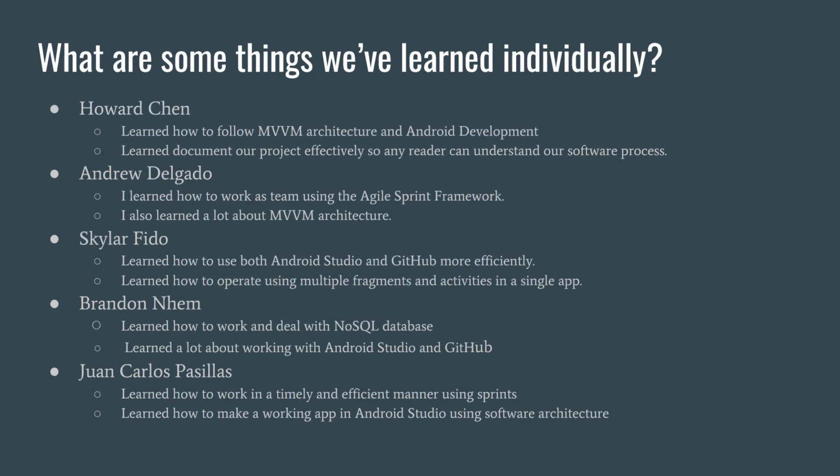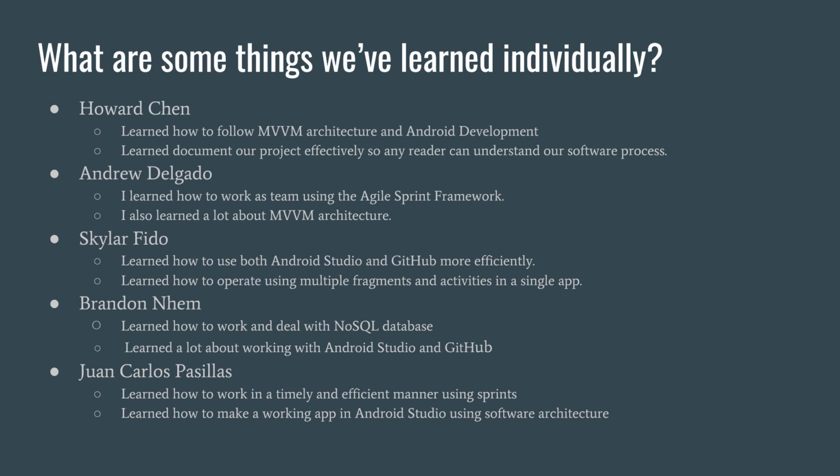The two main things that I learned during the software development process were following MVVM architecture, because following it separates the concerns for all of our functions in our development. The second thing I learned was to document our project effectively so that any reader can just pick up our software documents and learn about how our software process worked.